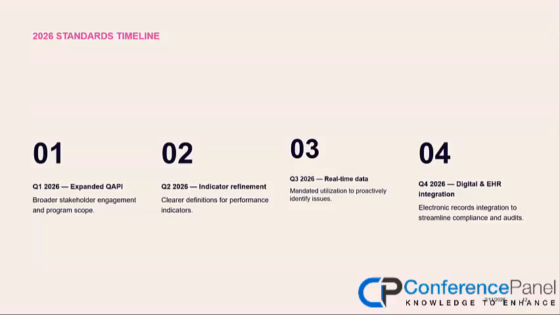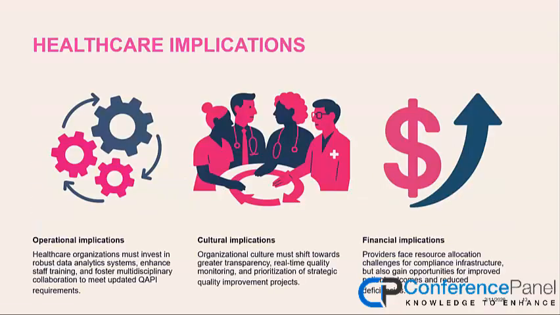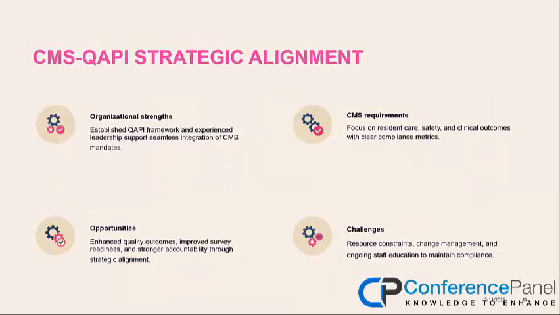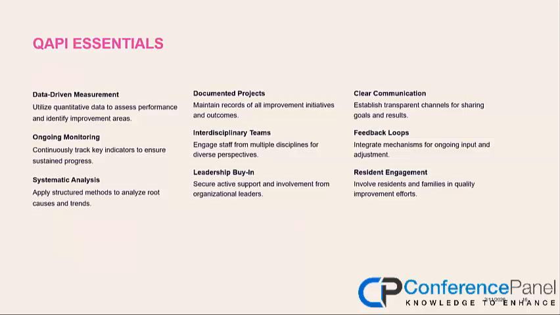Remember, when you're dealing with QAPI, it detects deviations in care processes before they become incidents. When you have the digital and EHR integration, you'll want electronic records integration to streamline compliance and audits. Some of the implications: healthcare organizations have to invest in robust data analytics systems. When you're dealing with the CMS QAPI alignment, some of the areas that you'll want to consider the most is using quantitative data to assess performance and identify quality areas.